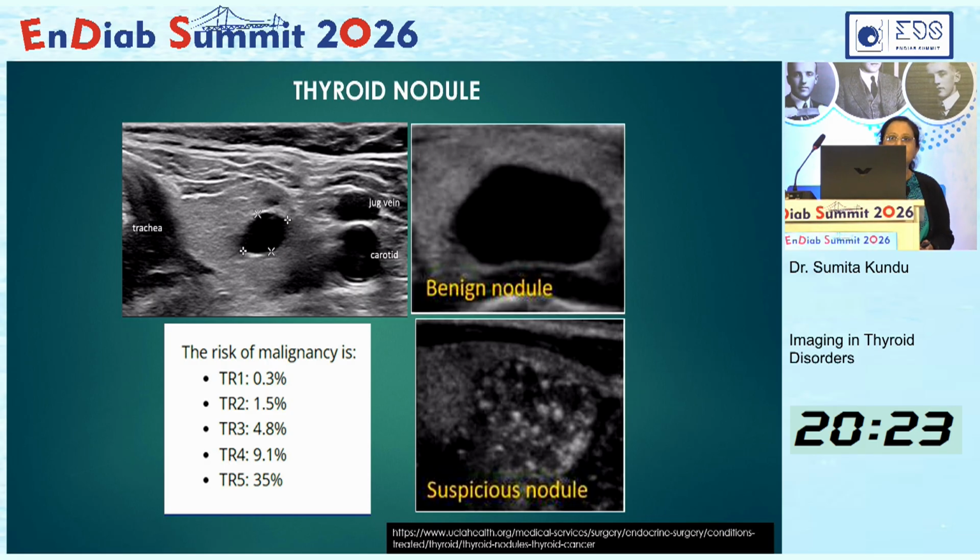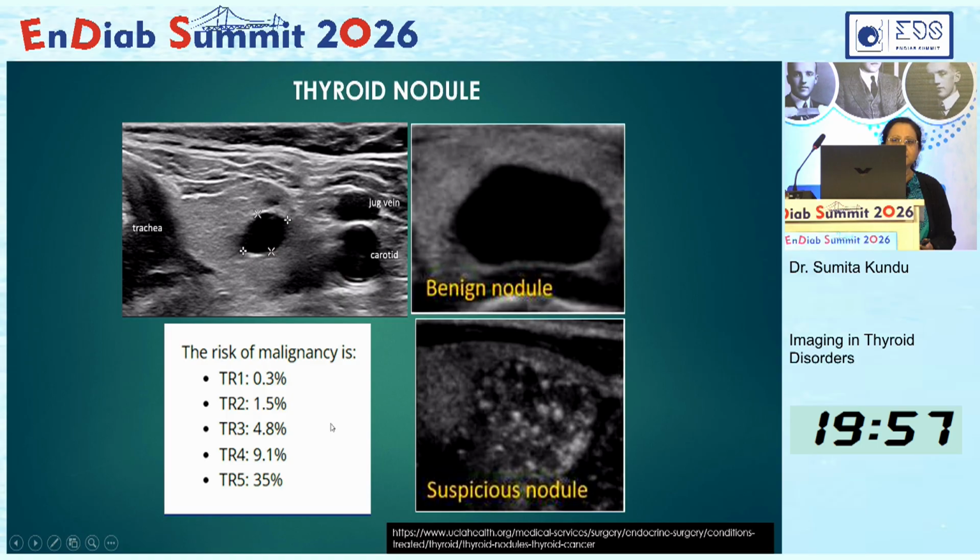Now, this is an example of a thyroid nodule which is totally anechoic. So, this is a cyst and this is having a TIRADS category 1. So, this is benign, unlikely to be malignant. So, this is a benign nodule and this is a nodule which is suspicious. Why? Because it is hypoechoic and it also has multiple hyperechoic, punctate foci within it.